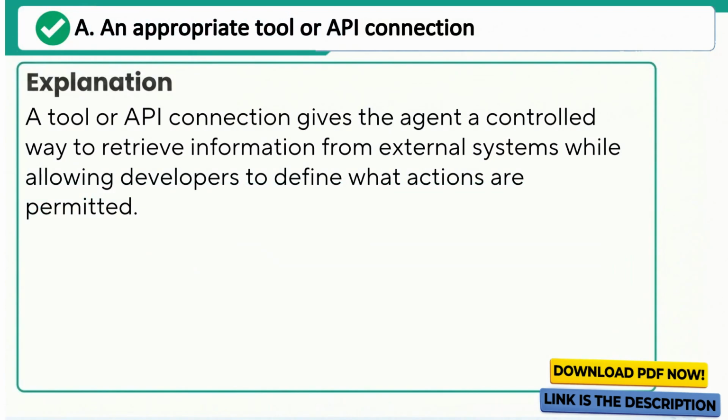Explanation. A tool or API connection gives the agent a controlled way to retrieve information from external systems while allowing developers to define what actions are permitted.